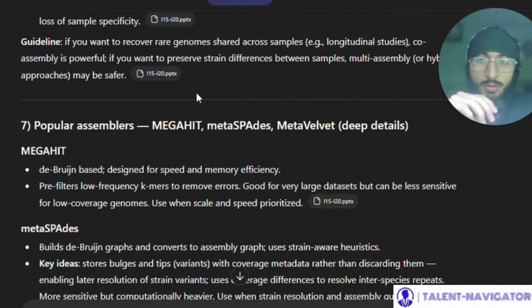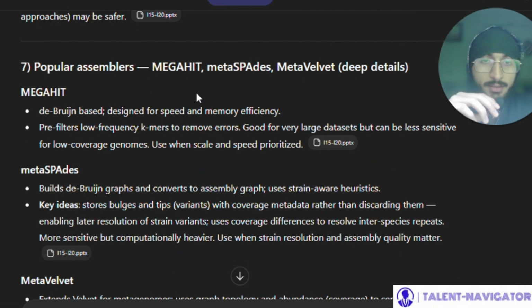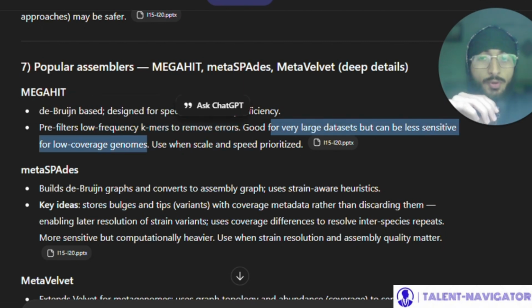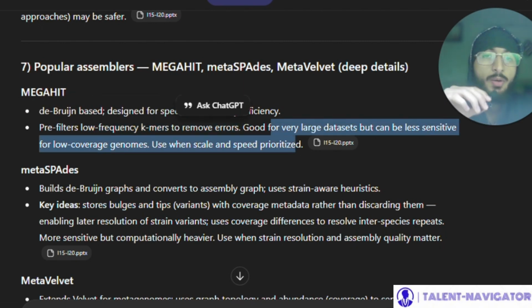Moving on, we have some popular assemblers like MEGAHIT, metaSPAdes, and MetaVelvet. MEGAHIT is De Bruijn graph based, and it is designed for speed and memory efficiency. It pre-filters low frequency k-mers to remove errors, good for very large data sets, but can be less sensitive for low coverage genomes. Used when we need to scale and we have to prioritize speed.